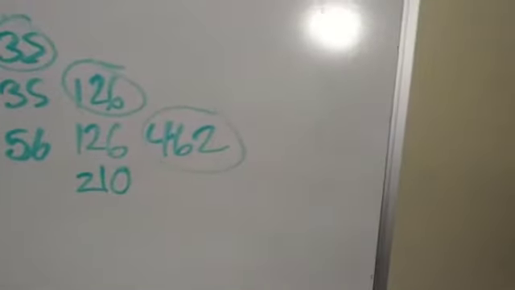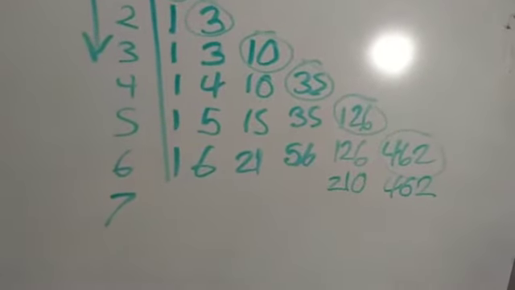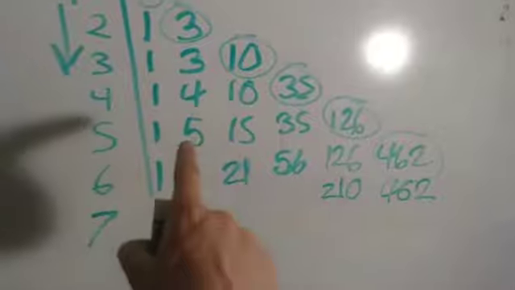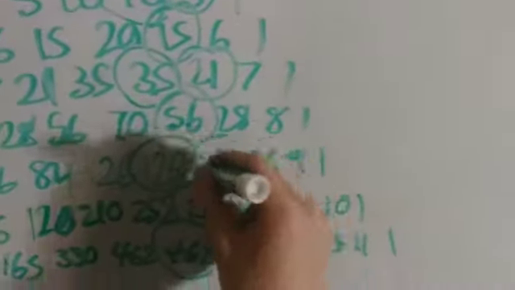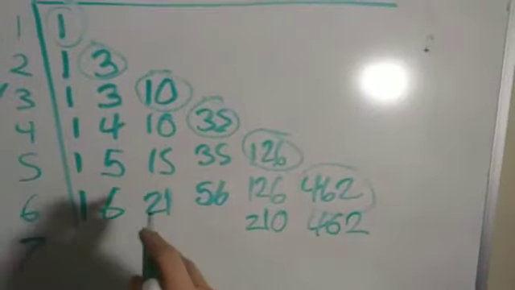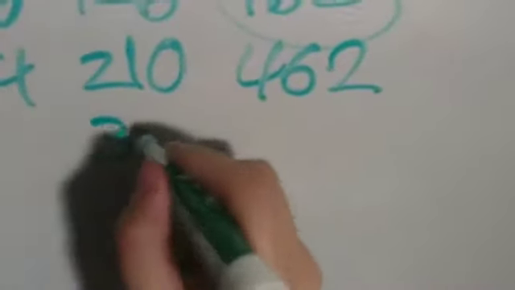We can also put 462 here and say these are the 7s. Or no, this is the 7th row. So what's the next ones? Well, 5, 1, 5, 21. Where's that on here? Oh, it's right there. So easy. What's the next one? 84. And then 330. So 5, 21, 84, and 330.